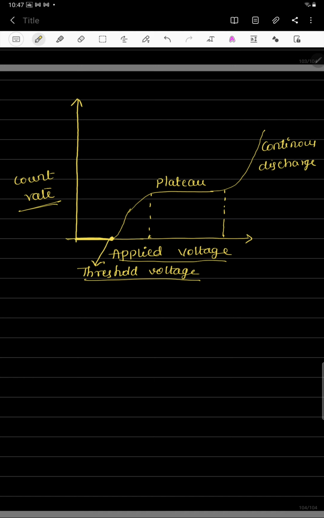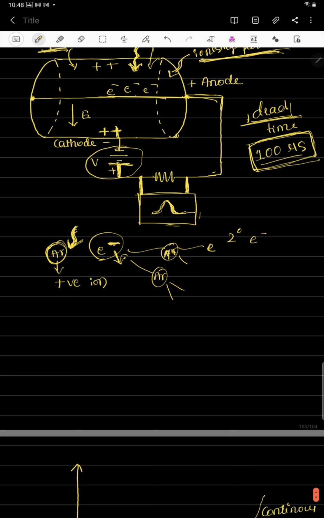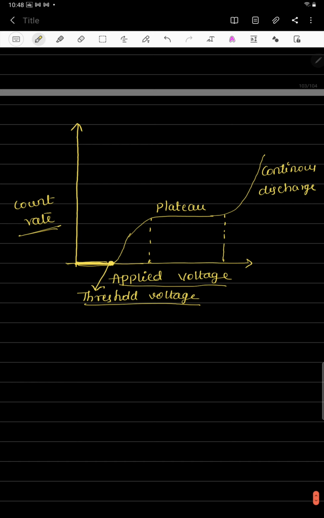So up to this voltage there are no counts, meaning the graph is on the x-axis only. The GM counter is unable to count the ionizing particle until the particular voltage that we apply is reached. Beyond this, if you increase the voltage of the battery, the count rate suddenly starts to increase. It increases and reaches a particular value.